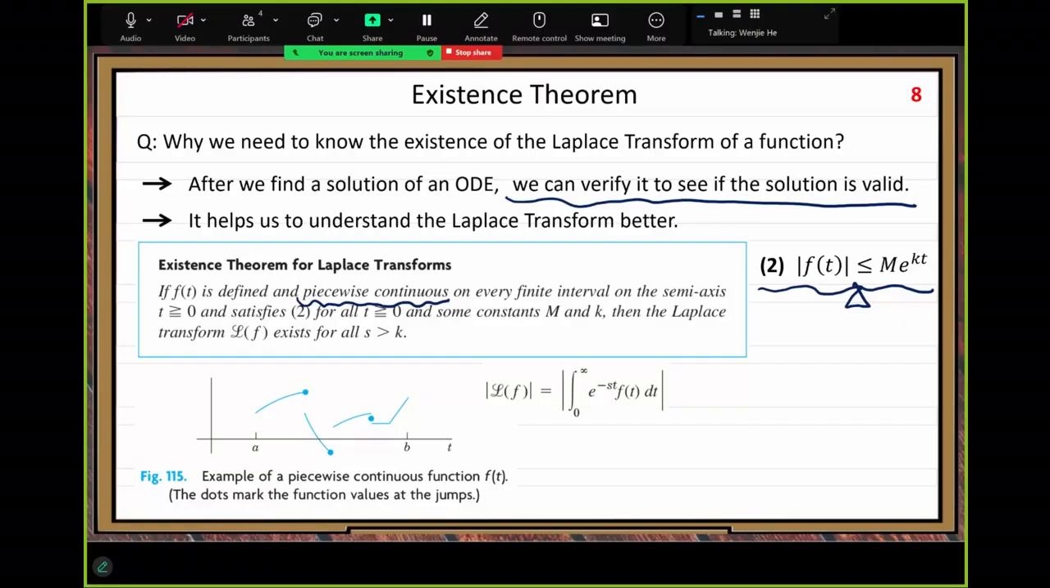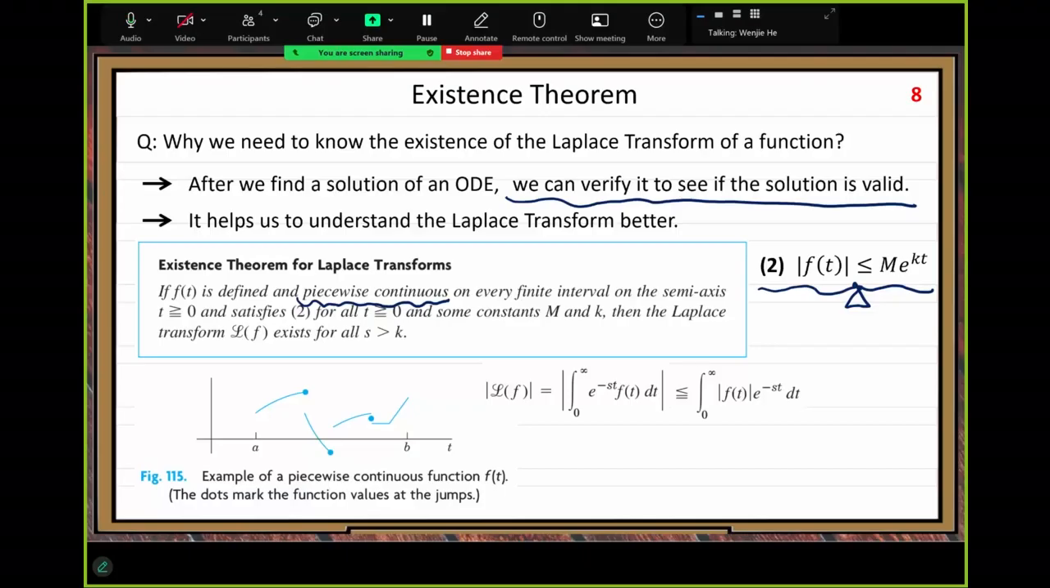So then, proof. Here I write a short proof. You take the absolute value of the definition of the Laplace transform. If it's less than infinity, if it converges, then it exists. So we want to show this integral converges. Put the absolute value inside the integral, so it is less than or equal to the integral of the absolute value.